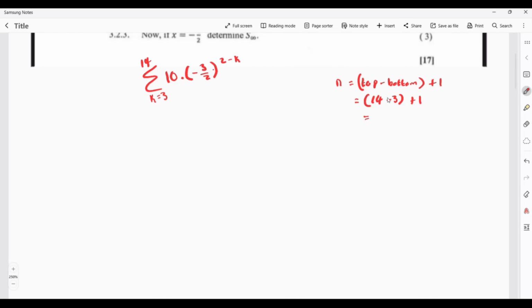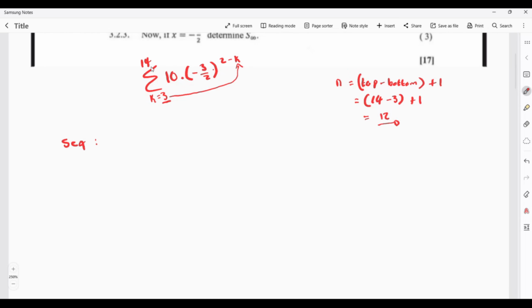That's 14 minus 3 plus 1, which gives us 12. So 12 is the number of terms. So our sequence is 12 summations over there. Now the next step, you need to find the sequence. By doing that, you take this number, you start by this number, you substitute it over there. That will be your first sequence.